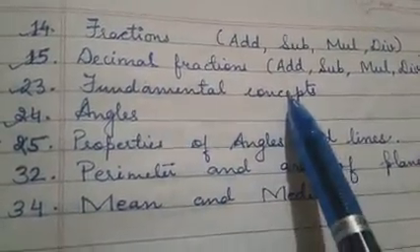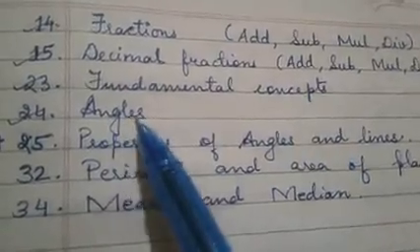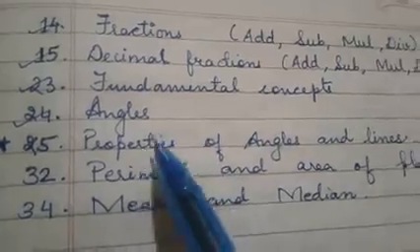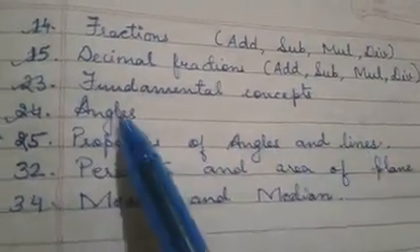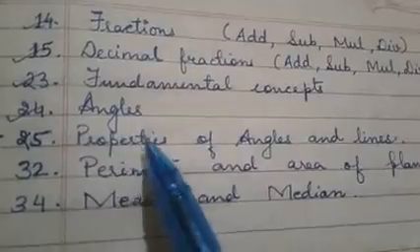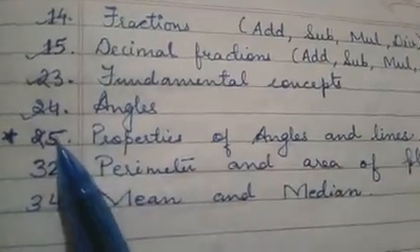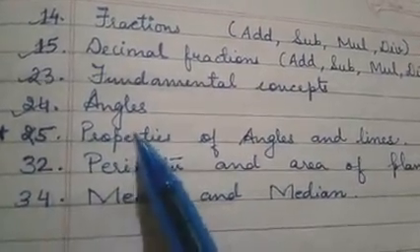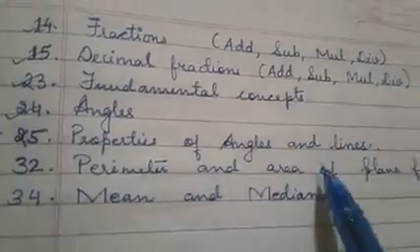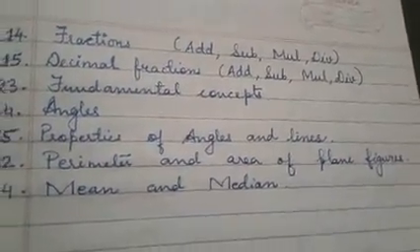Fundamental concepts of geometry. Then angles. Now we are on properties of angles and lines. This we have completed. So we are on properties of angles and lines. I'll be starting it today, and after finishing this we'll be starting perimeter and area of plane figures.